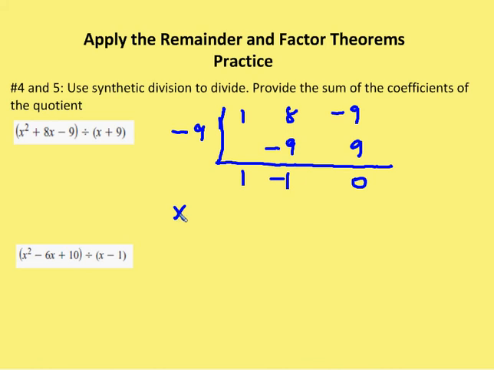So my divisor is going to be x plus 9. My quotient is going to be x minus 1. And my dividend is going to be x squared plus 8x minus 9. I have no remainder. All right, let's erase this and try the second problem.